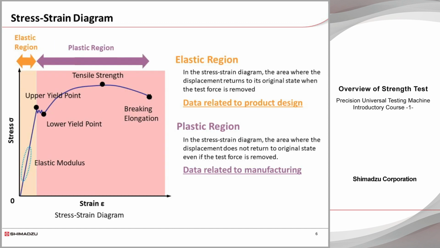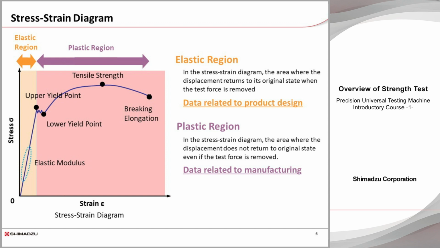The following is a glossary of terms related to strength testing. This figure is called the stress-strain diagram. It shows an example of a stress-strain diagram obtained from a tensile test of a metallic material. The horizontal axis of this diagram shows strain, the ratio of material deformation, and the vertical axis shows stress, the test force per unit area of material.